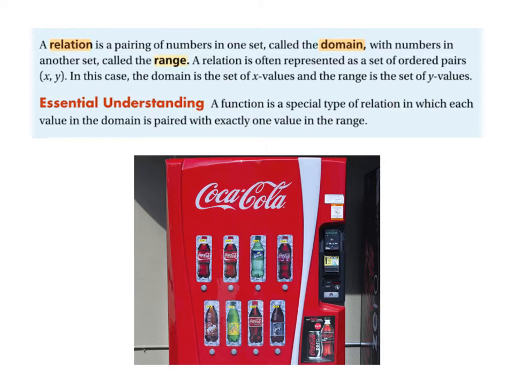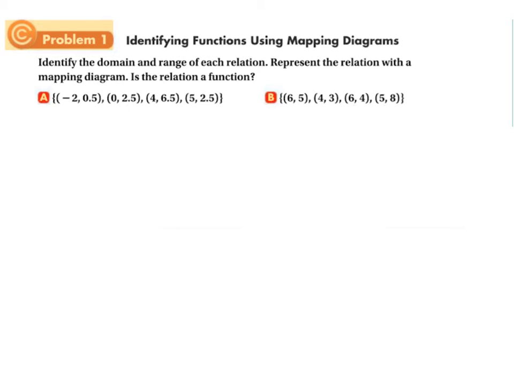Let's see where we're going with this. Here you are introduced to mapping diagrams, and mapping diagrams show a group of domain values and then a group of range values, and they connect them, okay? Identify the domain and the range in each relation. Represent the relation with a mapping diagram, and is it a function?